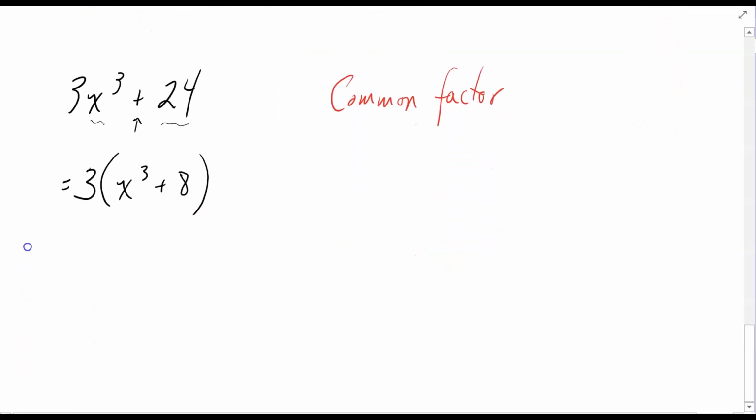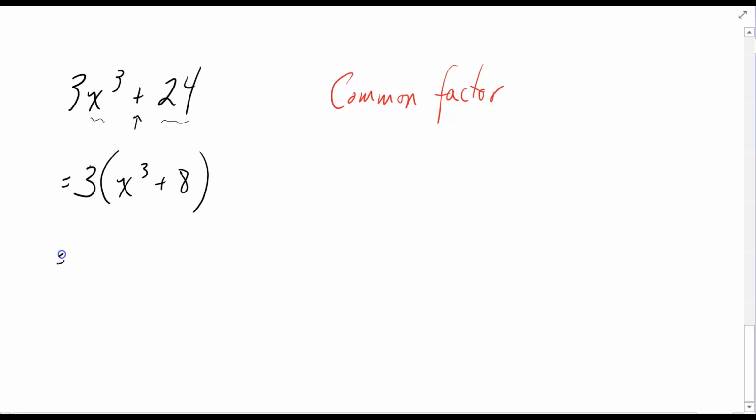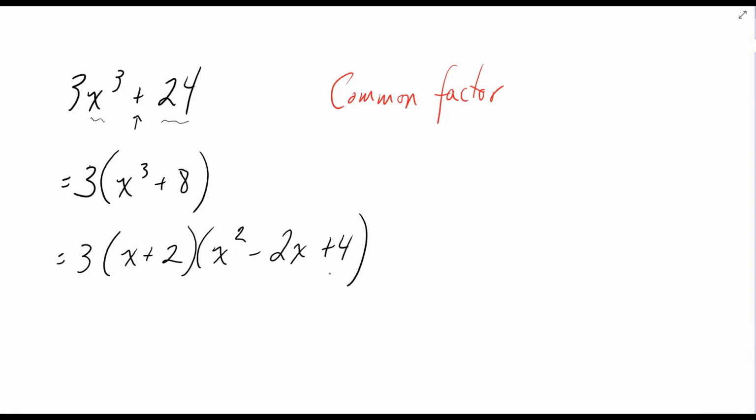And now we've already seen what that answer will be. So that's 3. We will get x plus 2, x squared minus 2x plus 4. All right, that is a sum of cubes. Now we will look at one more type.